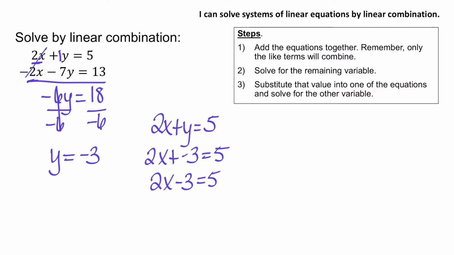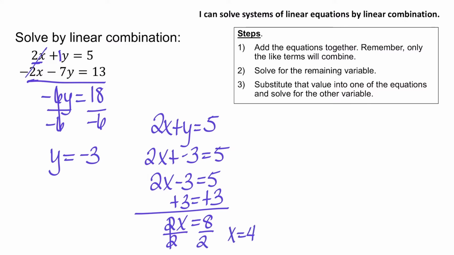Now to solve for x, I'm going to add 3 to both sides. When I do that, I get 2x equals 8. And then I divide both sides by 2. So I have x equals 4. So my solution to my system of equations is 4, negative 3.